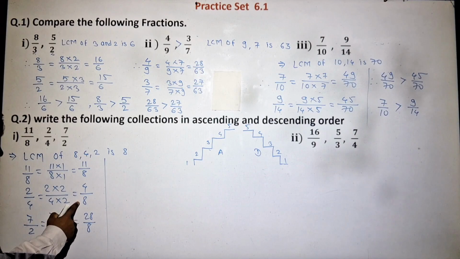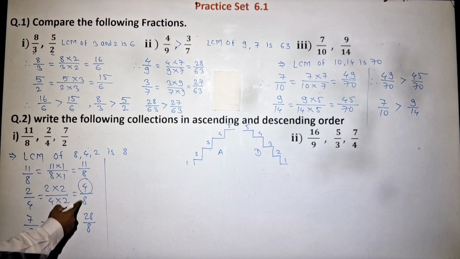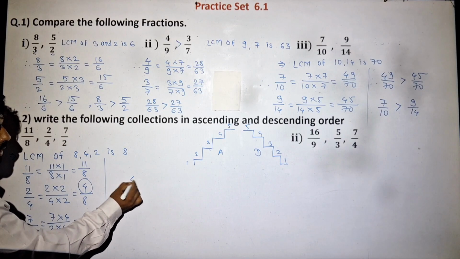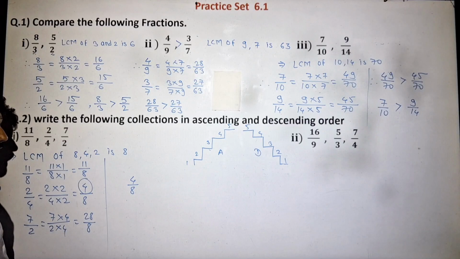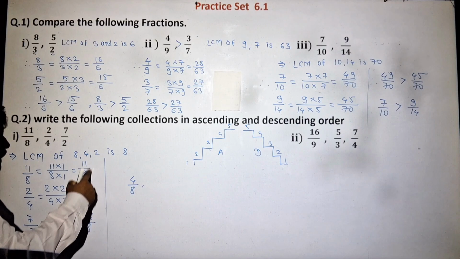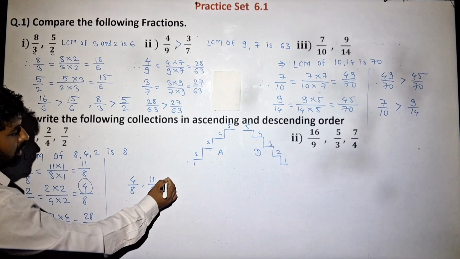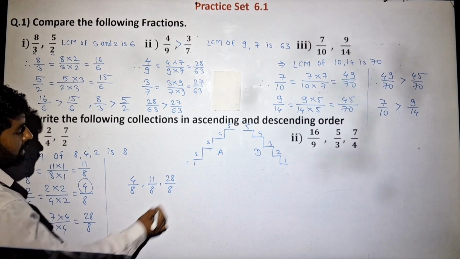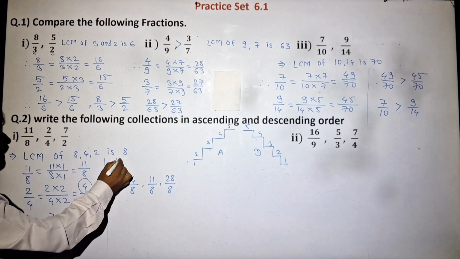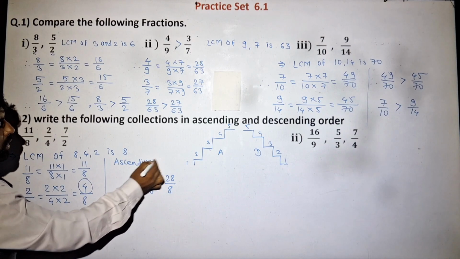Here the denominators of all the fractions are the same. Here the numerator 4 is the smallest, therefore 4 by 8 is the smallest fraction. After that the greater one is 11 by 8, and the largest number is 28 by 8. This is ascending order.